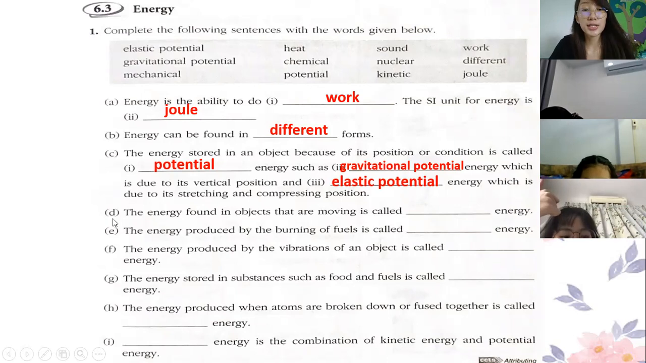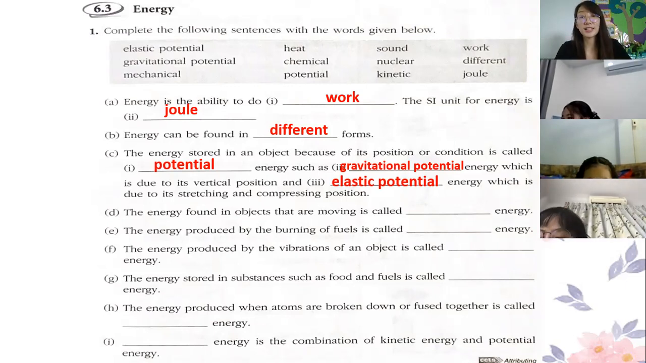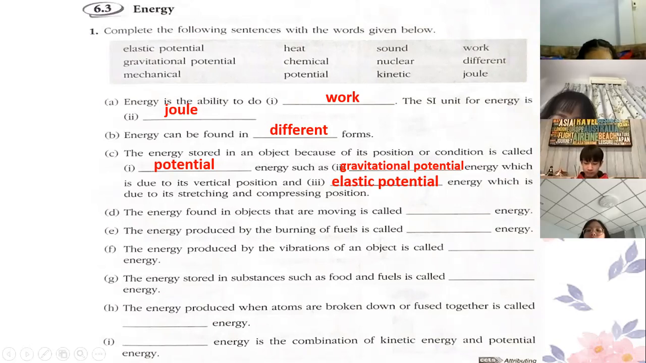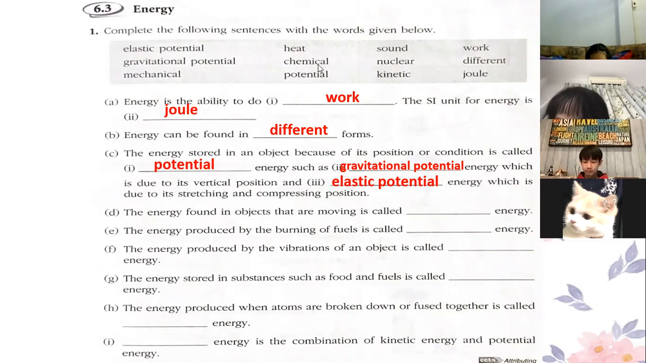Okay. Question D. Let's try to read it. The energy found in an object that is moving is called, this is very easy. The energy found in objects that are moving. Kinetic. Yes, very good. It's kinetic energy, Baikal. Very good, Baikal. It's kinetic energy.